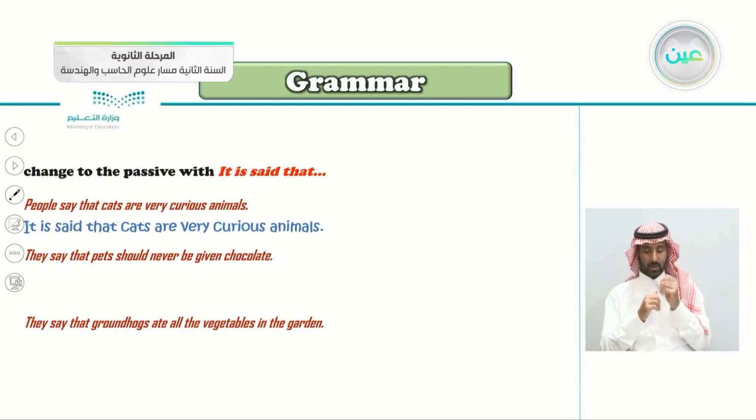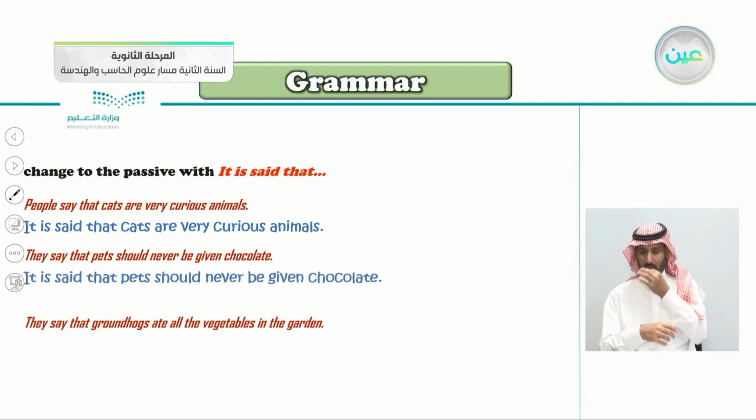The second one, they say that pets should never be given chocolate. So what do we say here? It is said that pets should never be given chocolate. Excellent. Last one here, they say that groundhogs ate all the vegetables in the garden. So what do we say here?